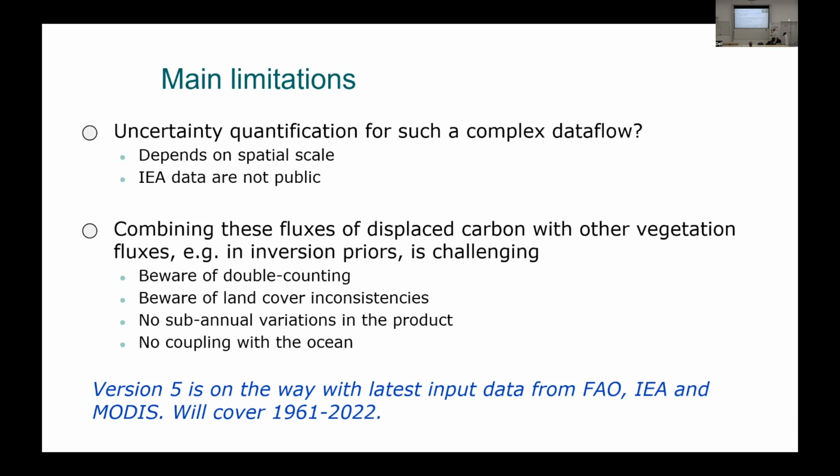It's easy to fall into land cover inconsistencies between what we have and what is in the masks used by other sources of fluxes. We don't have subannual variations. Of course, we could impose some of them, for instance, with MODIS, but that's a choice. And last but not least, we have no coupling with the ocean. We export carbon to the rivers and the lakes. We emit some of it to the atmosphere, but we have nothing to quantify the exit to the ocean.